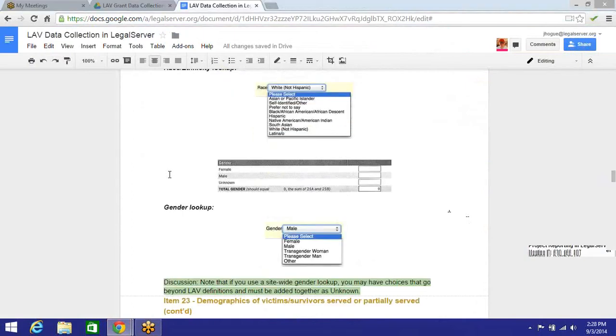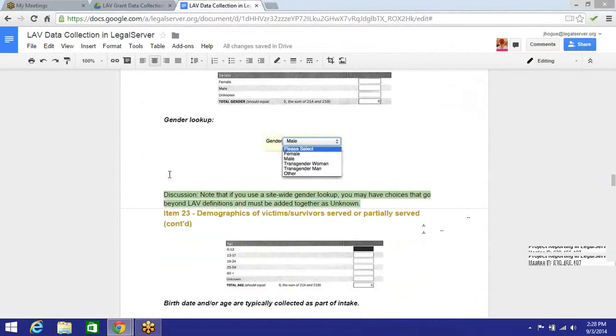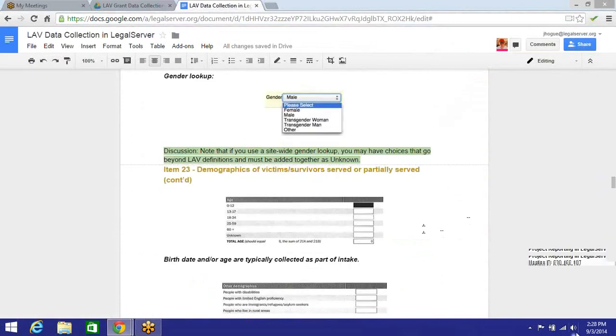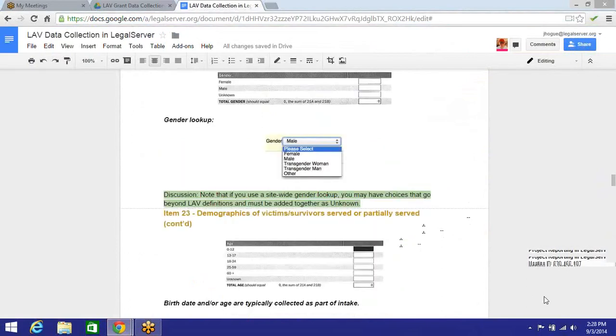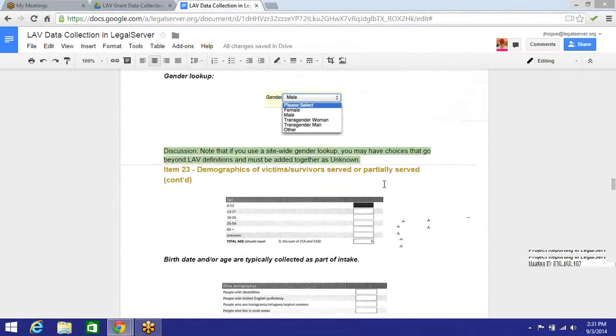Gender, they only have male, female, and unknown. I'll just point out that if you have a site-wide gender lookup that includes anything other than male, female, or unknown, you'll have to do some matching of the numbers when you create your report. So you'll have to count transgender woman, for instance, and transgender man as, what do they call it, unknown, which I find offensive, but what are we going to do? Okay. Any questions so far? Anybody have any questions just generally on what we've covered so far?